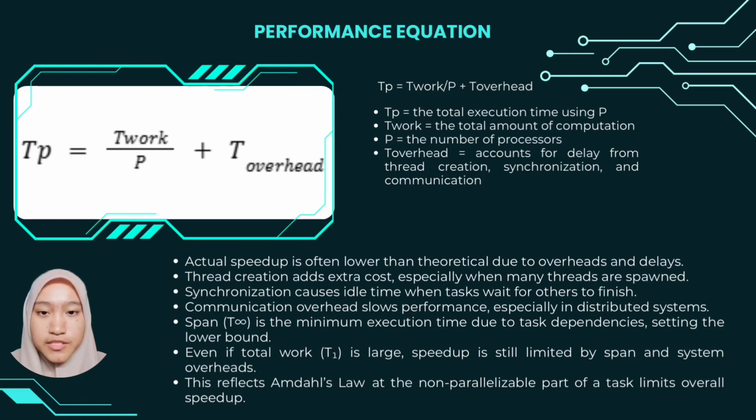In parallel computing, the maximum theoretical speedup is limited by the span, the longest sequence of dependent steps that must run sequentially. It's calculated by dividing total work by the span. For example, if total work is 40 and the span is 3, the maximum speedup is 13.33 times. However, a true speedup is usually lower due to overheads like thread creation, synchronization, and communication delay. The span sets a lower bound on execution time. No matter how many processors are used, according to Amdahl's law, the serial part of a task limits overall speedup. To improve performance, it's crucial to reduce the span and minimize system overhead.